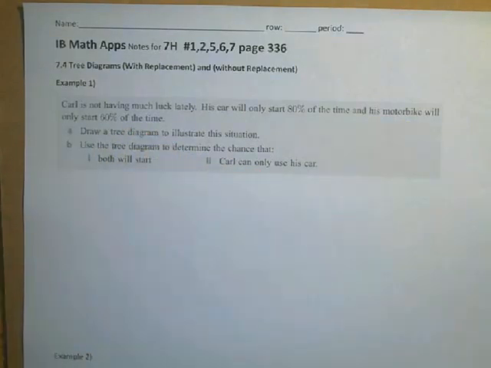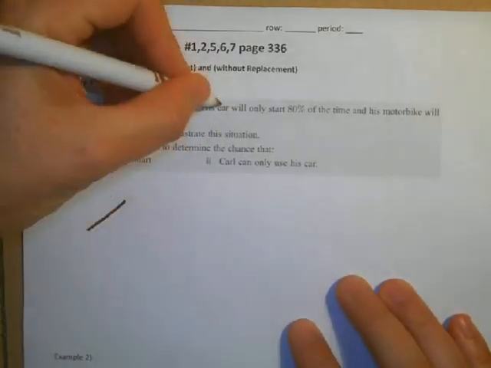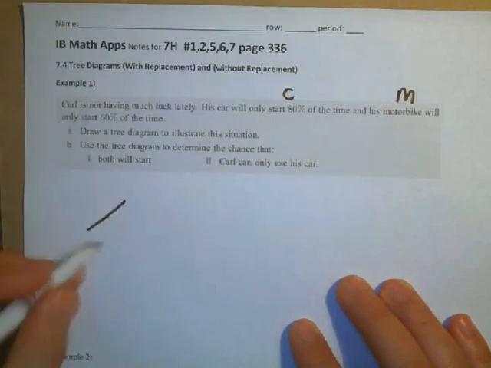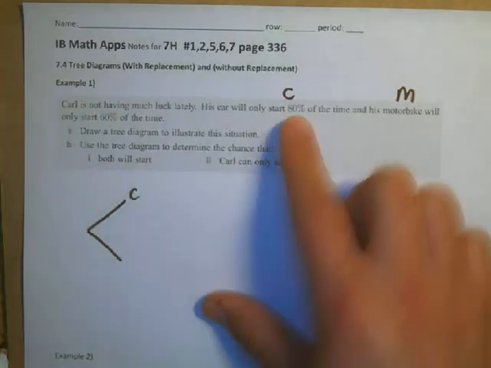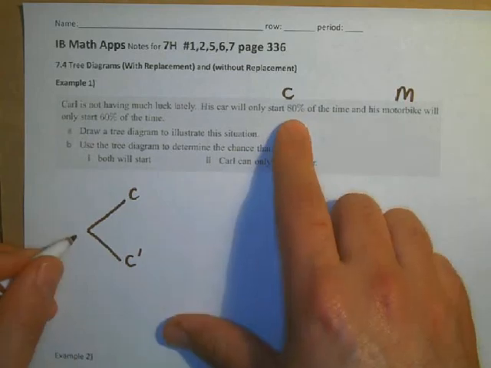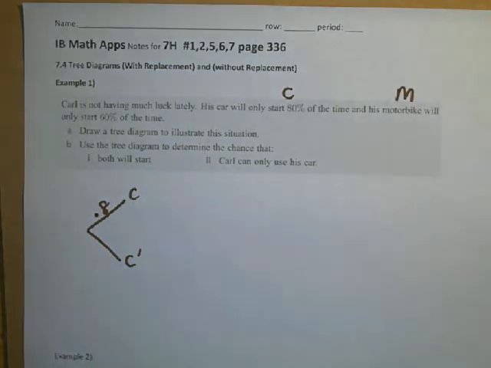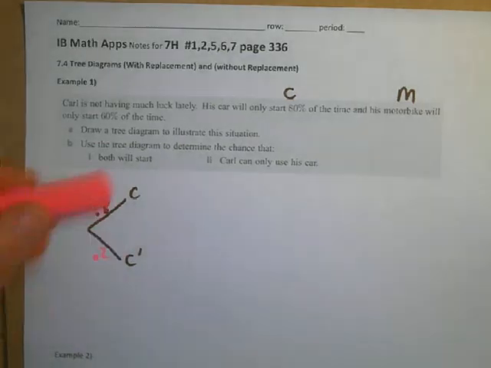Okay, so let's draw a tree diagram. If we're talking about the car, I'm going to use the letter C. If we're talking about the motorcycle, I'm going to use the letter M. If the car starts, I'm going to put a C. If the car doesn't start, I'm going to put C prime. Now the car is starting 80% of the time. So if it starts 80% of the time, what's the percentage do you think that it doesn't start? 0.2, right? Because these two have to add up to 1.